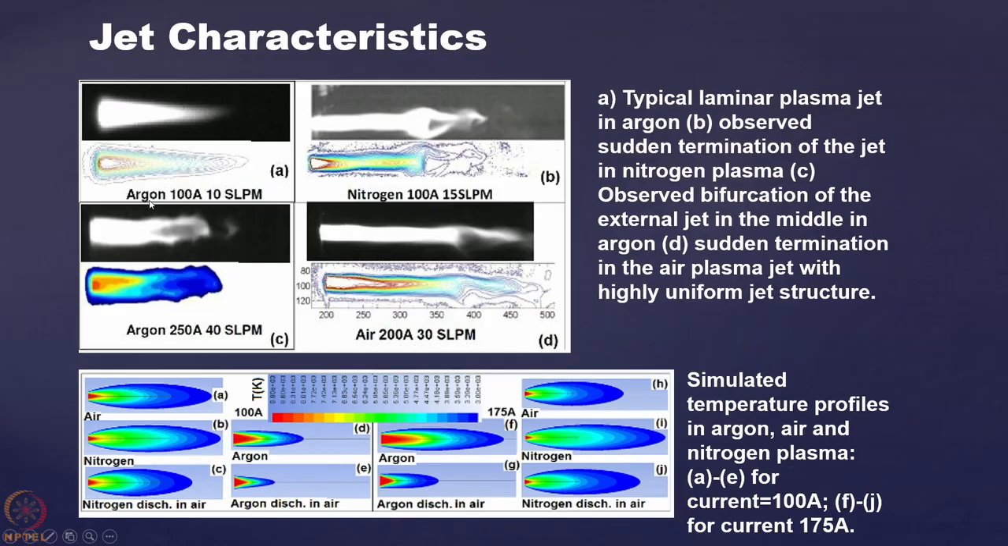Now when you operate the argon at 100 ampere, you see a conical kind of plasma jet coming out. But when you take the same jet imaged at 250 ampere, and the flow is increased from 10 LPM to 40 SLPM, then we see that the plasma jet is now bifurcated. Now something, a kind of narrow object, is there, and on either side of that the plasma jet is coming out.